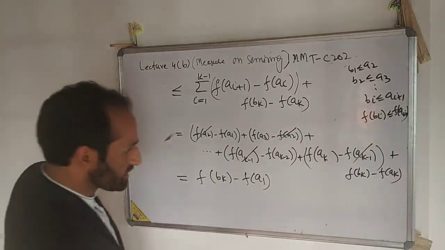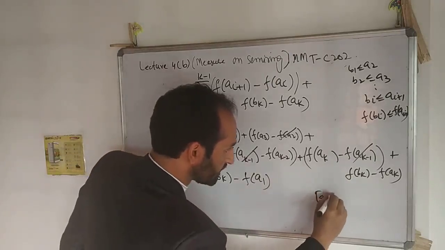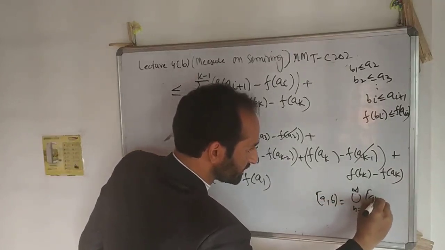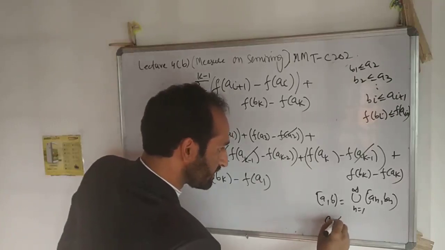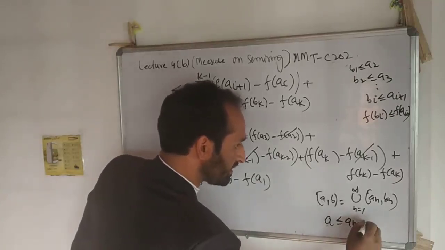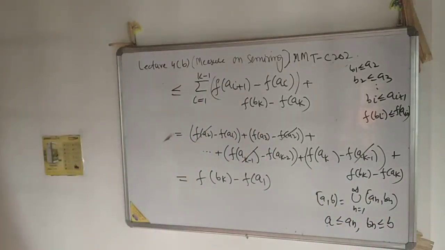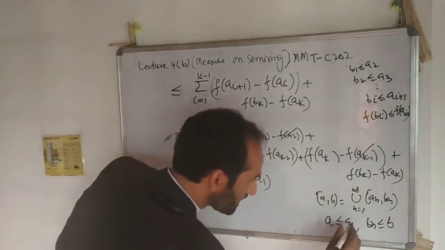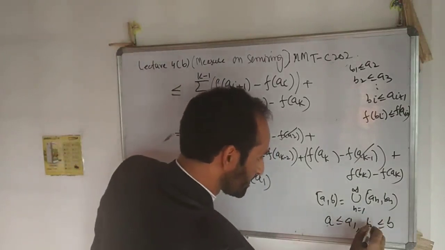Now, since it's given that the union of all these intervals is equal to (a, b], (a, b] is equal to the union as n runs from 1 to infinity of (a_n, b_n], so it means that a is less or equal to a_n, and b_n is less or equal to b for all n. So in particular, a is less or equal to a_1, and b_k is less or equal to b.